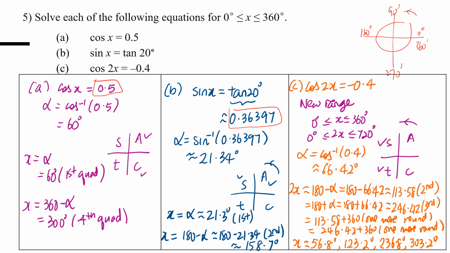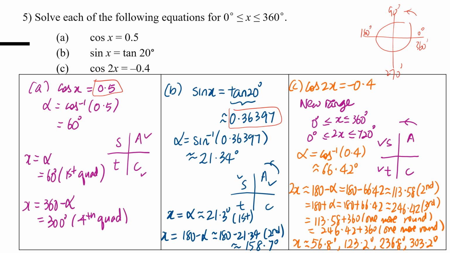So to summarize, what are the steps? First of all, find the new range. If you're not given cosine x, if you're given cosine 2x, 3x, 4x, or whatever, or cosine bracket 2x minus 1, that kind of thing, you have to find a new range. And then secondly, find alpha. Alpha is an acute angle, so we must take trigo inverse of a positive value. And then the next step is to determine the quadrants, your ASTC.